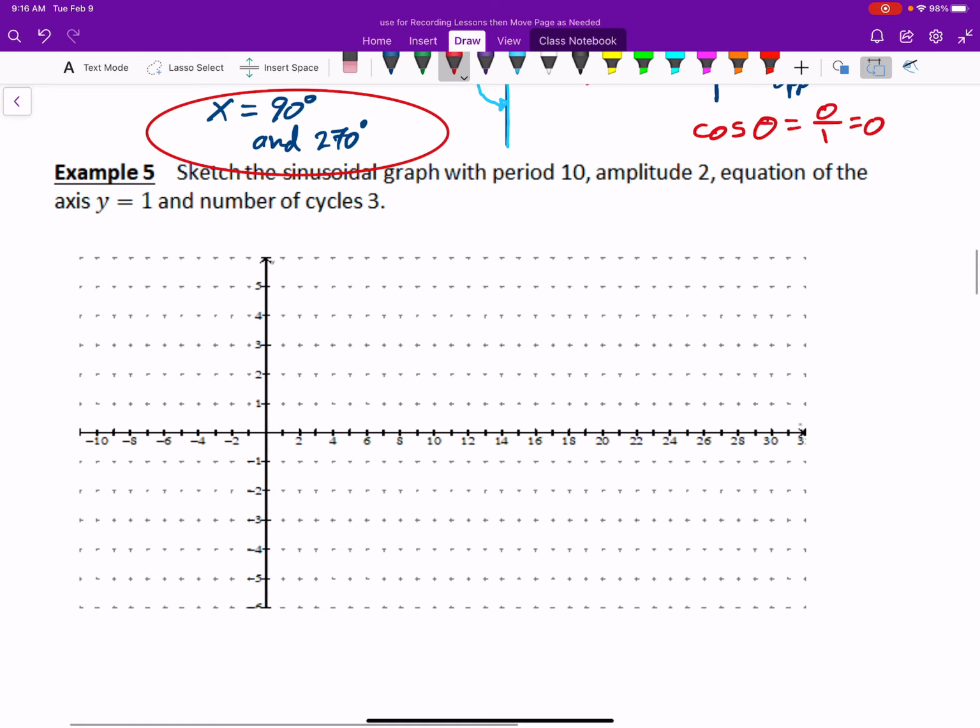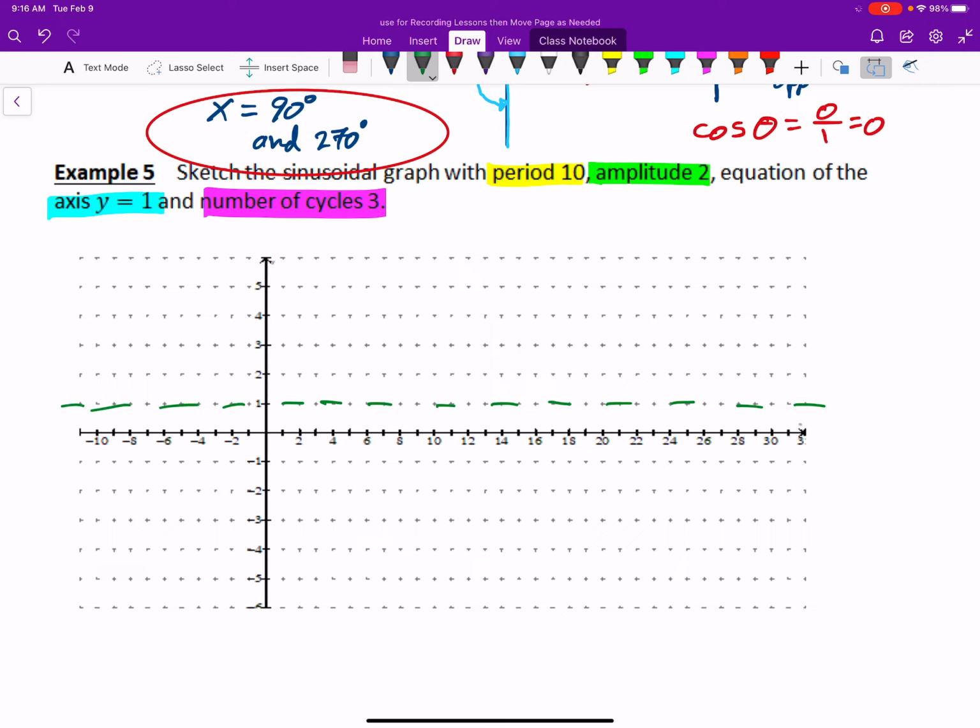Okay, so I've told you in a previous lesson what order you should be doing these different things in. So we've got period 10, amplitude 2, equation of the axis 1, and number of cycles 3. You may remember me saying that I would always start with the equation of the axis. So if the equation of the axis is at 1, I'm just going to draw a little horizontal. I like to use a dotted line just to represent that it's not really there. It's just something I'm using as a guide, but I'm putting that at 1. So I start with that as my first step.